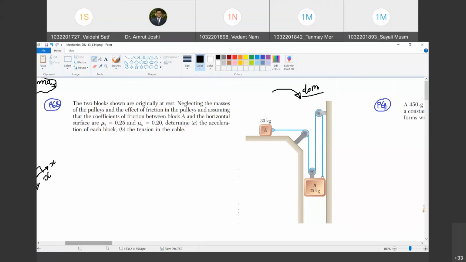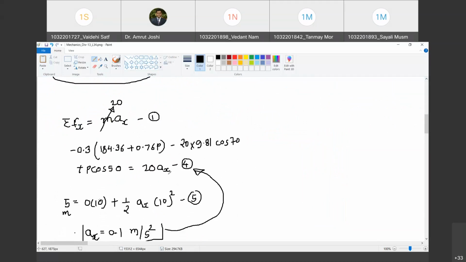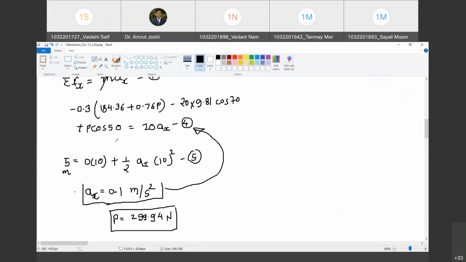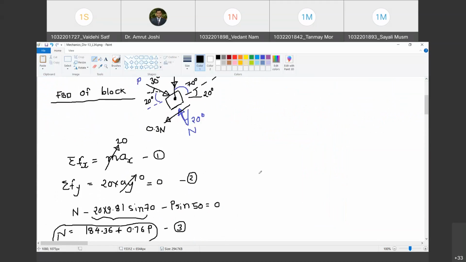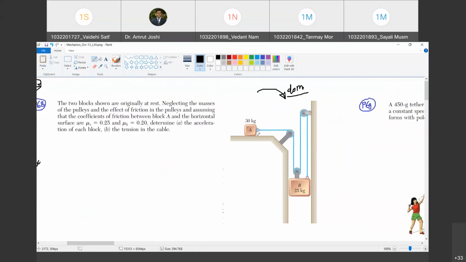Now if you look at the previous problem, it involved the principles of uniformly accelerated motion. You had to use the equation S is equal to ut plus half at square, and then you had to use Newton's second law. Are you with me? Yes, sir. So here also you will require the principles of dependent motion and then Newton's second law. So let us do that.